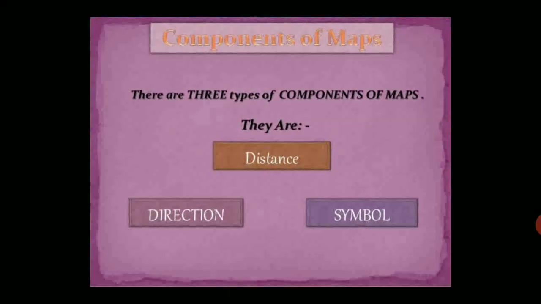So, a map has mainly three components. The three components of maps are as follows, children. They are distance, direction, and symbol. Now let us study about each of them in detail.